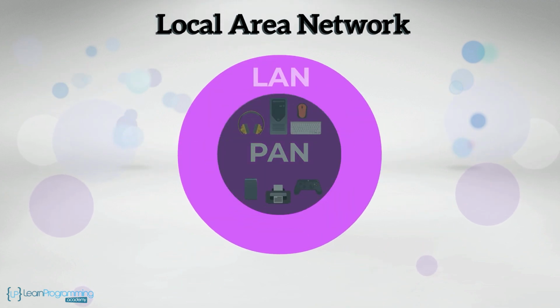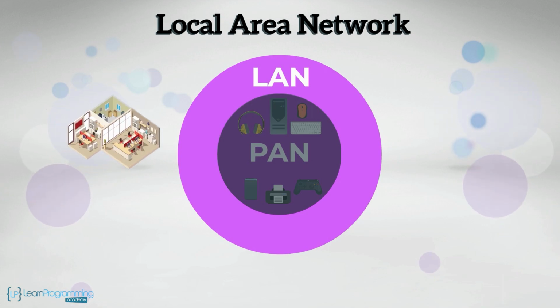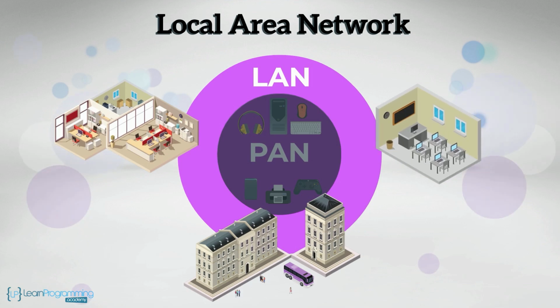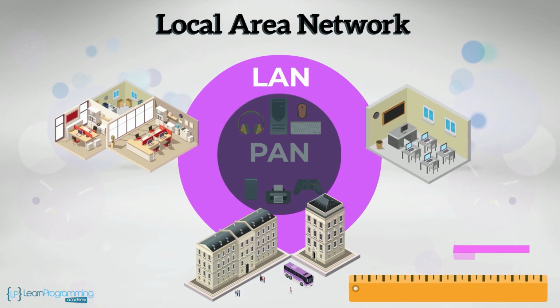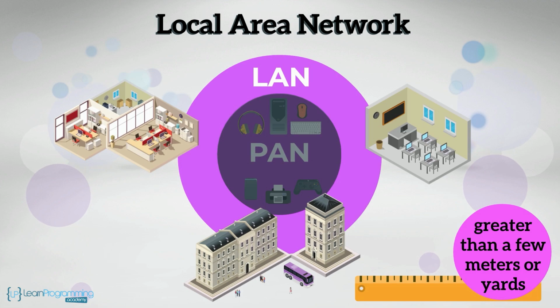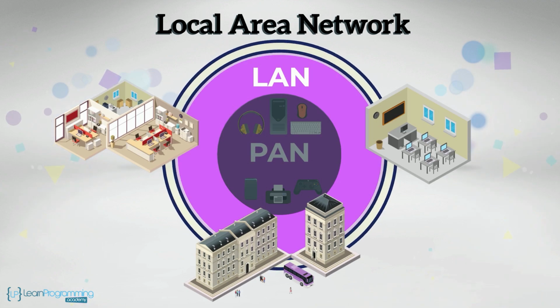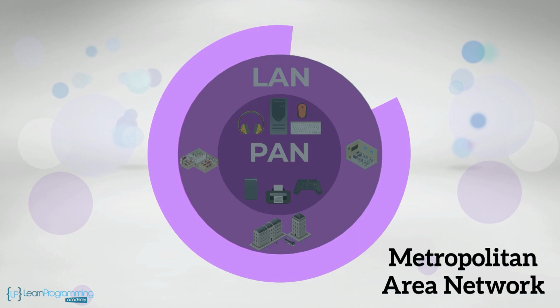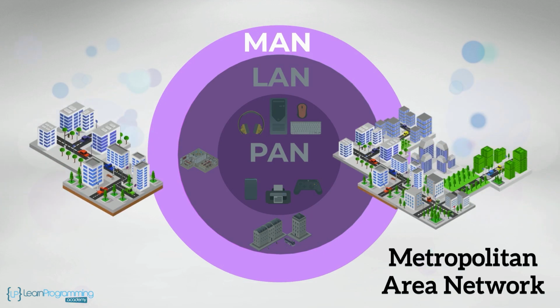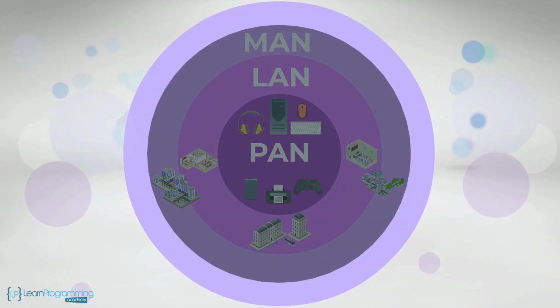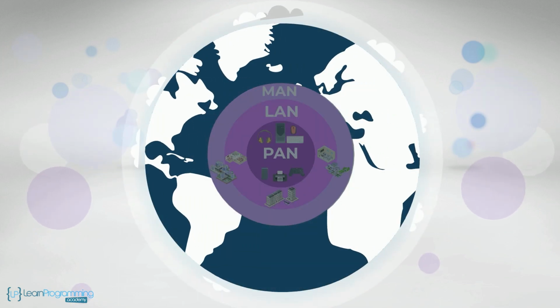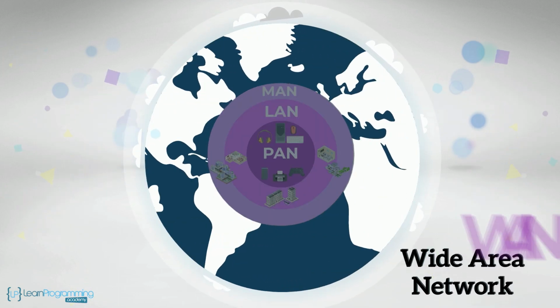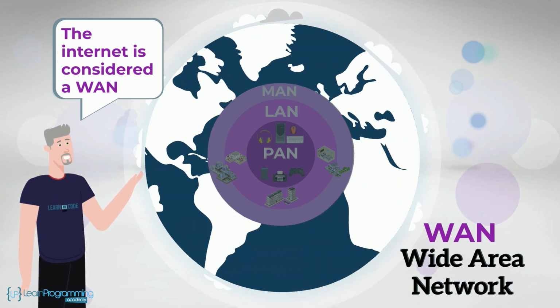A local area network, or LAN technology, is used to cover a wider range of space, such as an entire office, university building, or computer lab, where the distance between devices is greater than a few meters or yards. Within a LAN, one can also find one or more PANs. A Metropolitan Area Network, or MAN, uses technology that covers an even wider range of geographies, such as the local community or city. The broadest geographical coverage possible, spanning the globe, is called a Wide Area Network, or WAN. The Internet is considered a WAN.